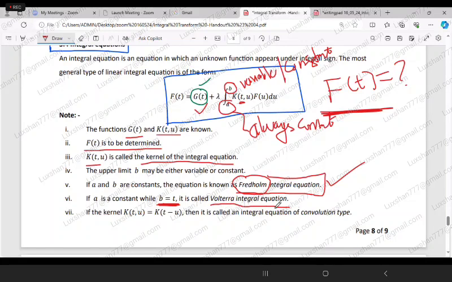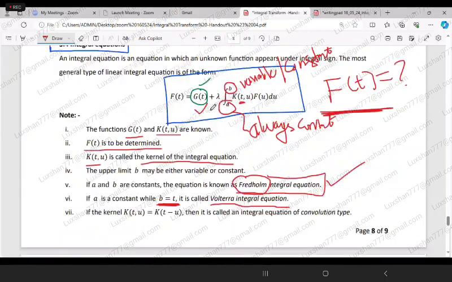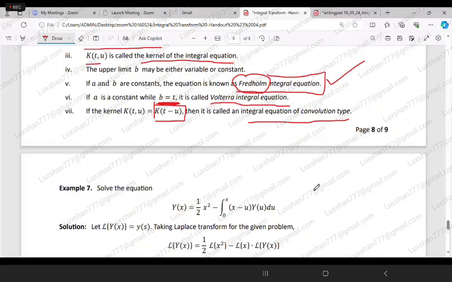Volterra integral equation. Then another thing, look at this one. If the kernel of the integral equation, K(t,u), is of the form K(t minus u), then it is called a convolution type integral equation. We call it the convolution type.